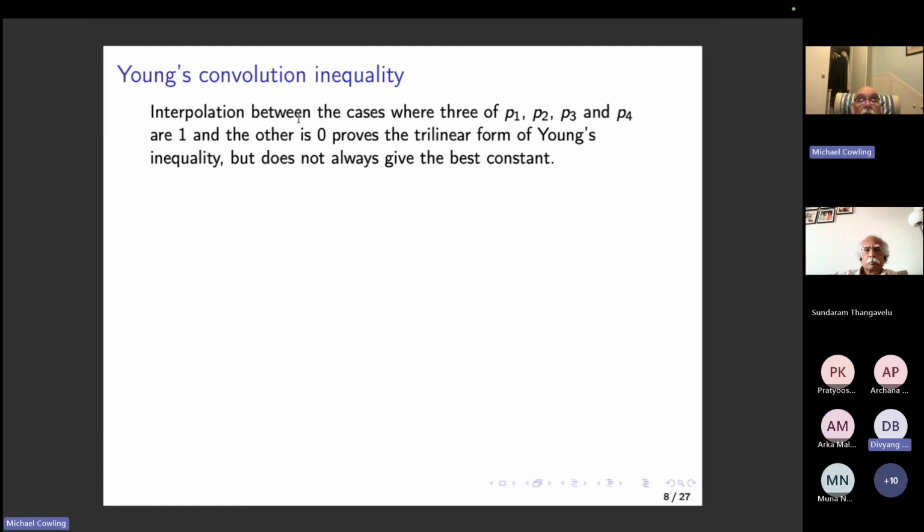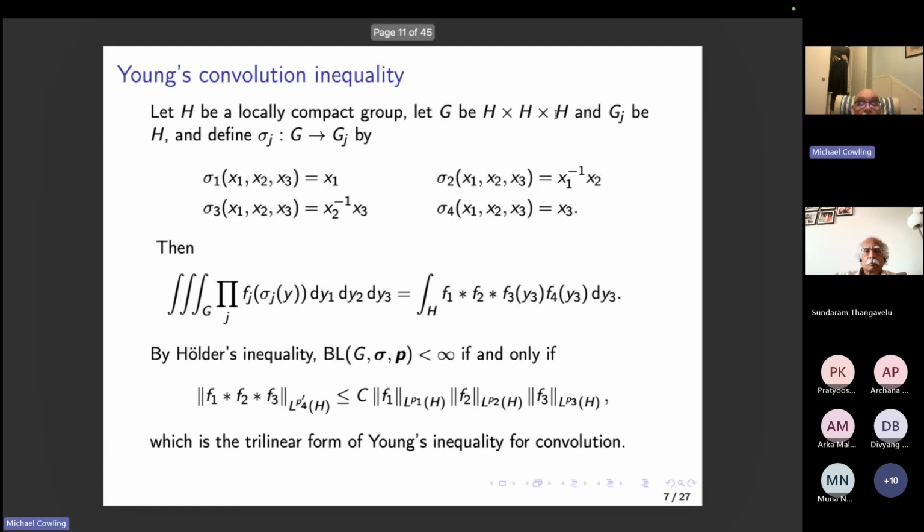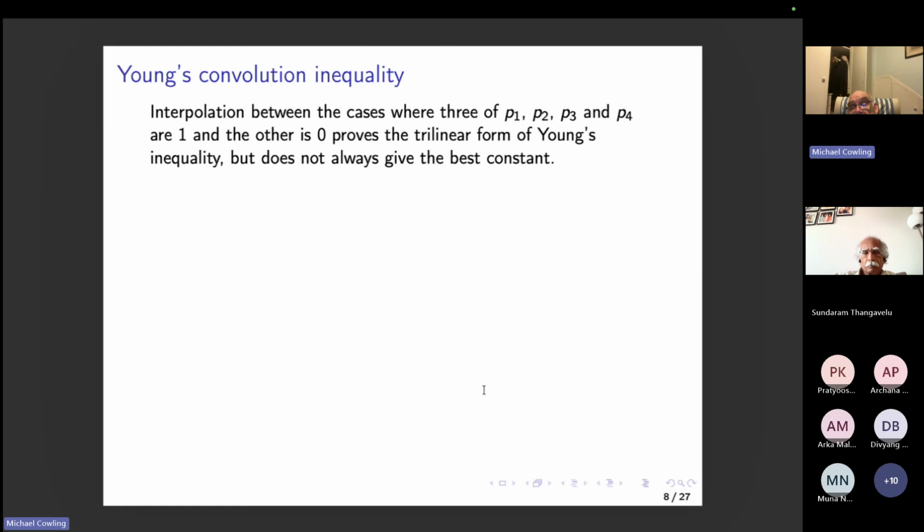And once again, I guess this can be proved by interpolation, where some of these are in L1 and others are in L infinity, then you can prove this inequality and then use interpolation, but it doesn't always give the best constant. And in fact, Lieb was always very interested in finding best constants, and so they found a method to find best constants in this inequality.